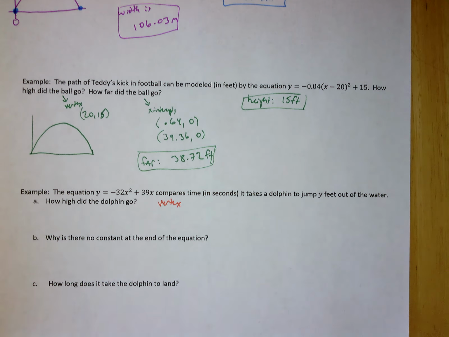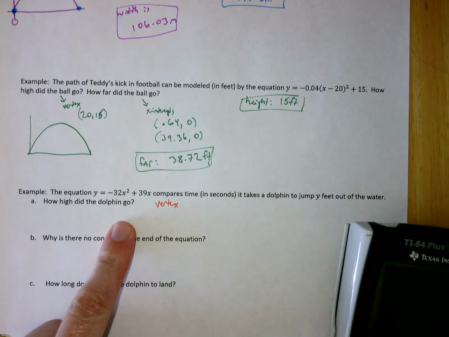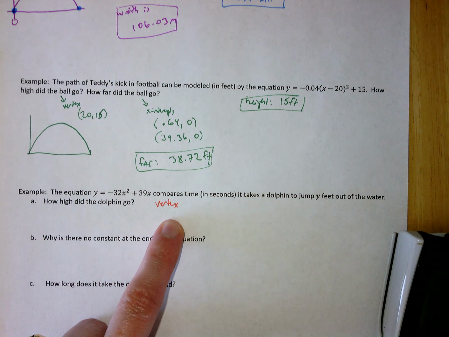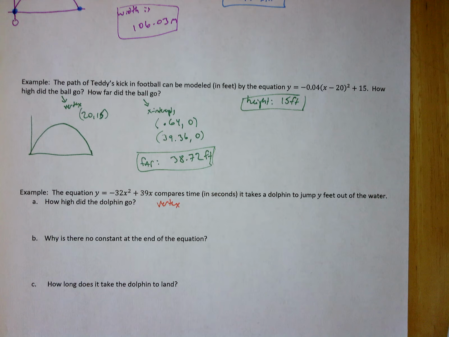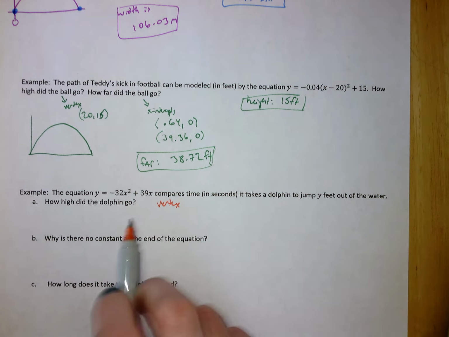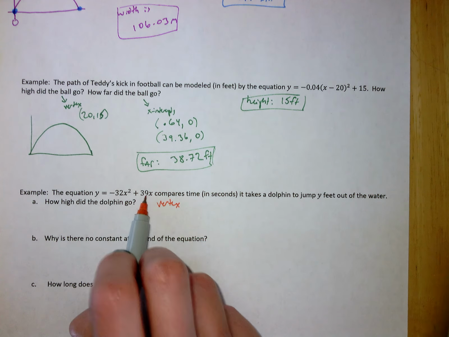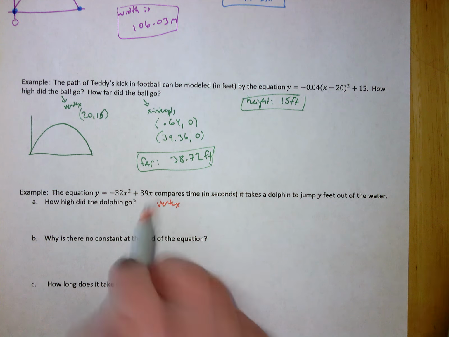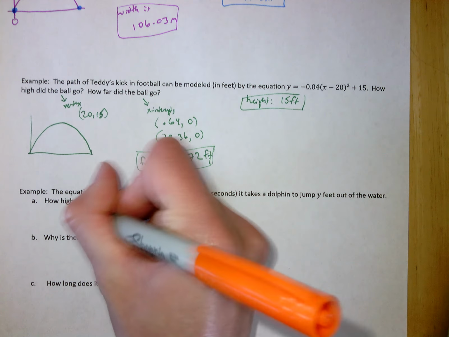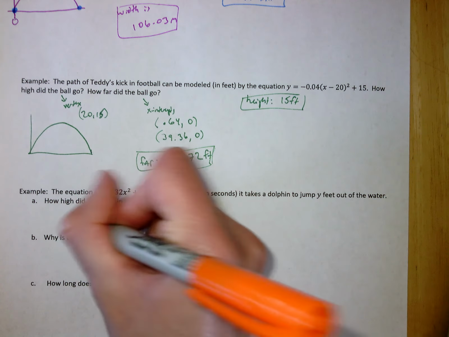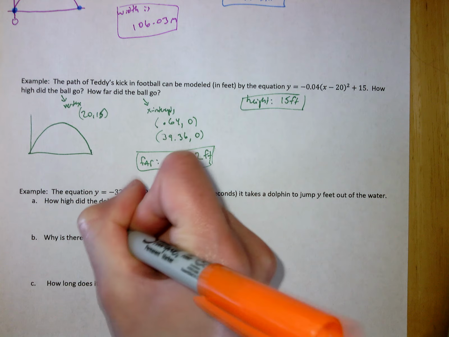Okay, so we notice this one's in standard form. Vertex, not so easy to pull out of standard form. So we could calculate it, which yeah, I'm going to go ahead and calculate it, okay? So to find my vertex, I'm going to use the opposite of b over 2a. C would be 0, right? So the opposite of b would be -39 over 2 times a, -32.